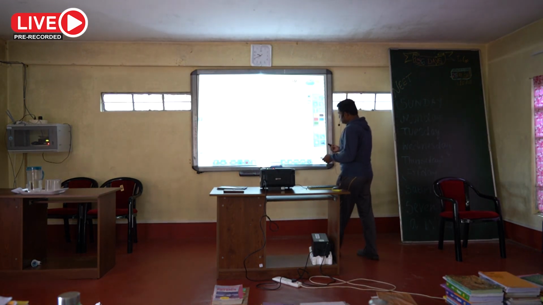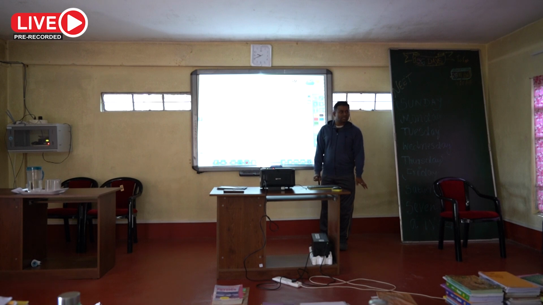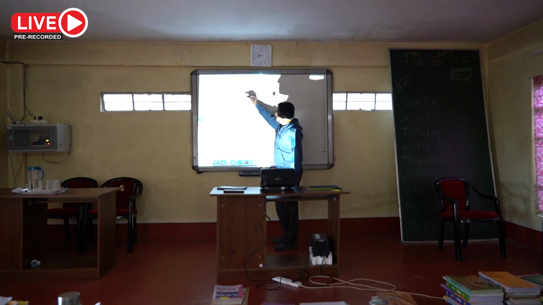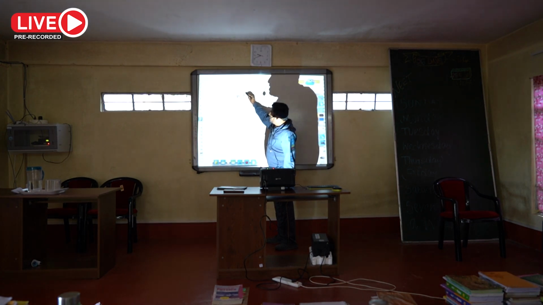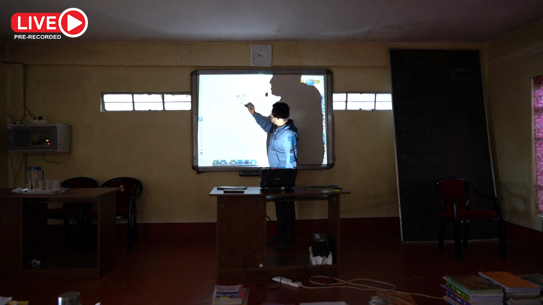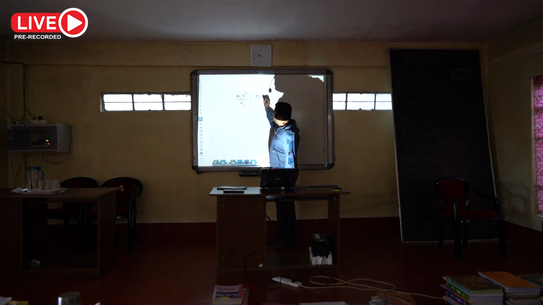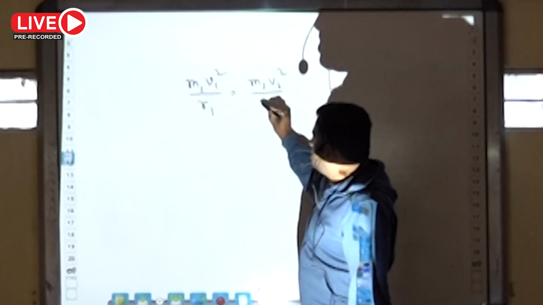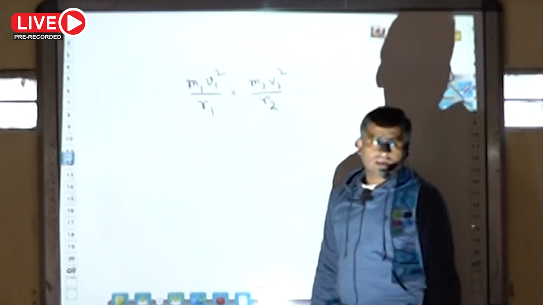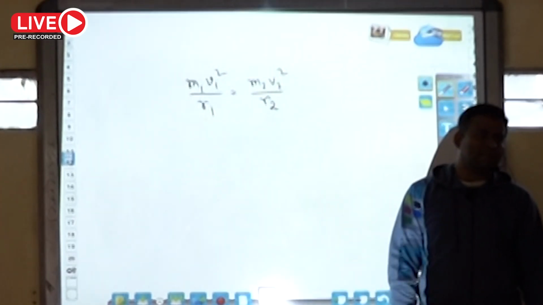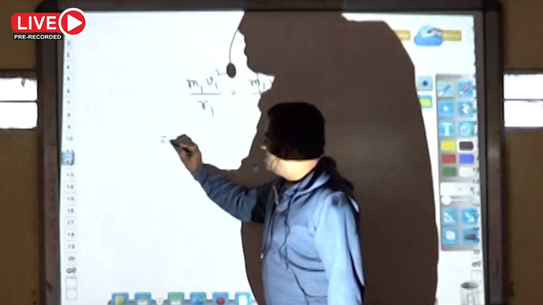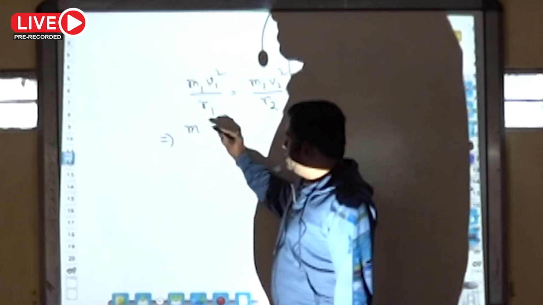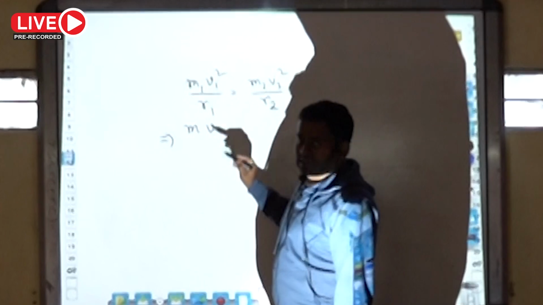See what is given in the question, that centripetal forces are same. So we consider that for two particles m1 v1 square by r1 equal to m2 v2 square by r2. Now consider 1 is denoting the lighter particle and 2 denoting the heavier particle. So their masses are m and 2m. So in place of m1 I can write m. Its speed is given v.